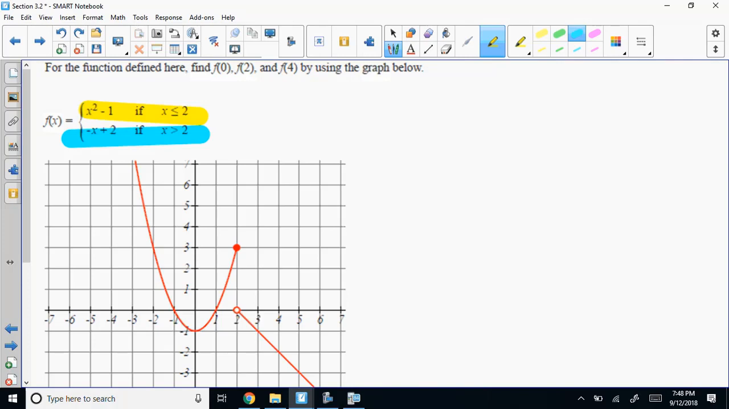All right, so where's 0? Is it in yellow or blue? Are you sure?